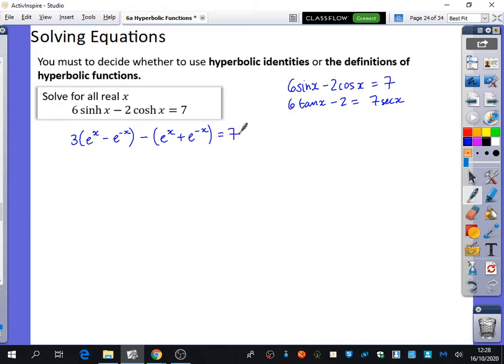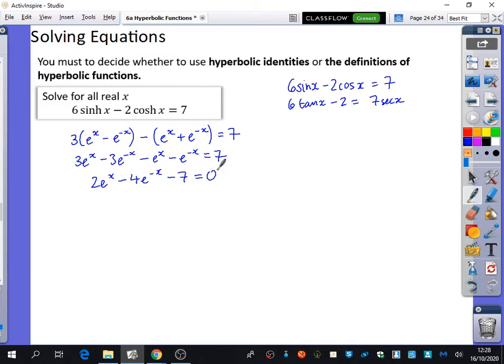So this one, there wasn't an obvious thing to do with trigonometry, so I'm going to use the definitions of the hyperbolic functions. I'm then going to expand everything out. So that's 3e to the x minus 3e to the minus x minus e to the x minus e to the minus x equals 7. And then I'm going to simplify that, which is 2e to the x minus 4e to the minus x minus 7 equals 0.